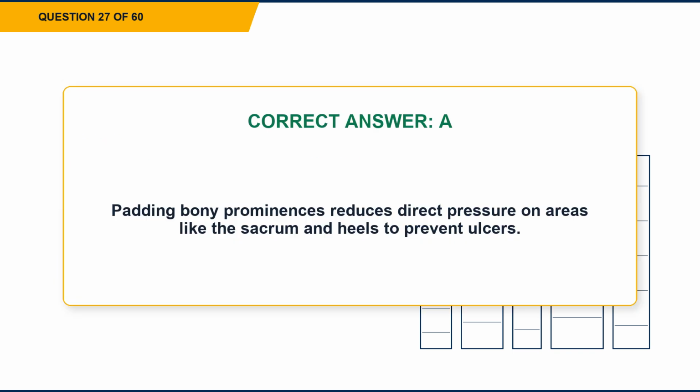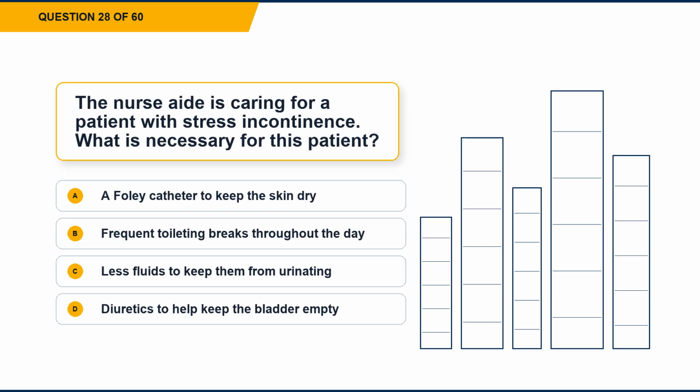Explanation: padding bony prominences reduces direct pressure on areas like the sacrum and heels to prevent ulcers. Question 28. The nurse aide is caring for a patient with stress incontinence. What is necessary for this patient? Option A, a Foley catheter to keep the skin dry.